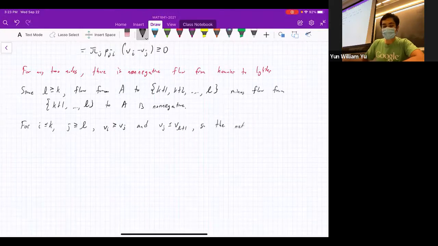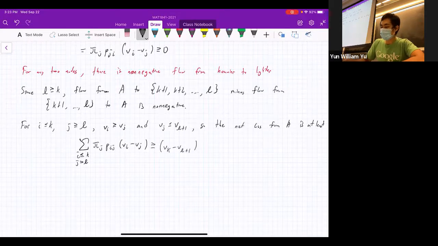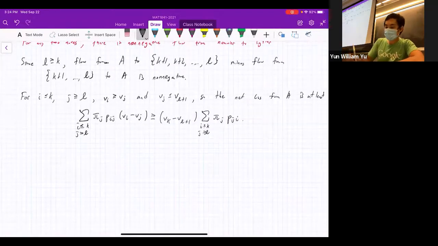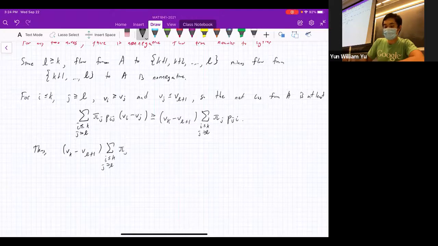So therefore, the net loss from A is at least the sum for all nodes i less than or equal to K and j greater than L, pi j Pij, Vi minus Vj, which is greater than or equal to Vk minus VL plus 1 times the sum for i less than or equal to K and j greater than L, pi j Pji. Okay, and so we're making extensive use of our indexing here. Plus we know from the lemma that Vk minus VL plus 1 times the sum for i less than or equal to K, j greater than L, pi j Pji.